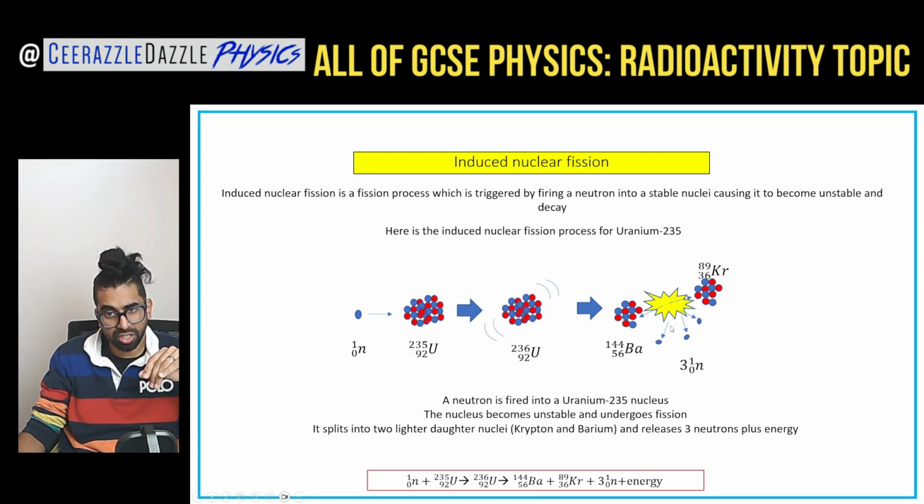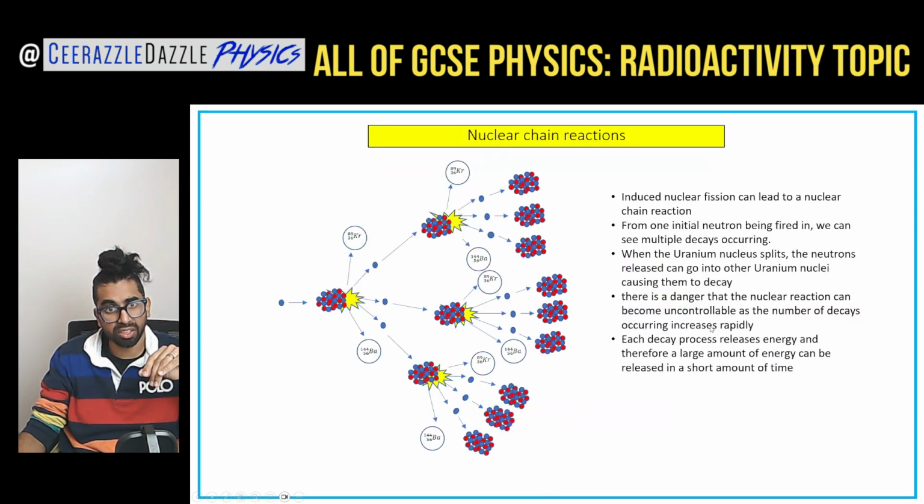Right, so there's something interesting that happens to these 3 neutrons which are released from the initial fission reaction. This is called induced fission because you are triggering it with the neutron. The neutrons released will then hit other uranium nuclei and they will then split themselves. So from one initial neutron we're getting these splits and these splits occurring over here. And therefore, each time this occurs, energy is released in the whole process.